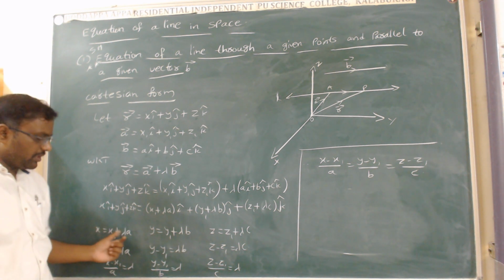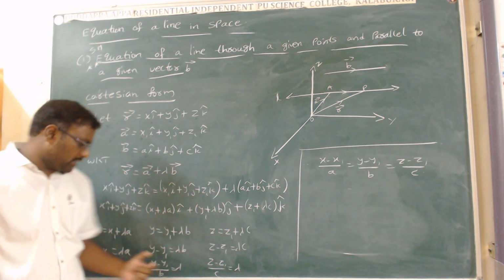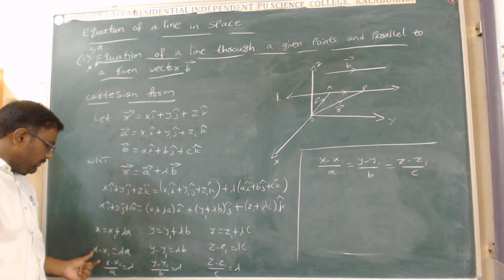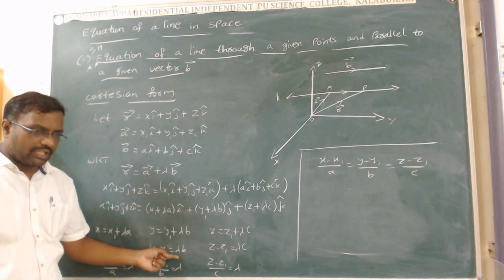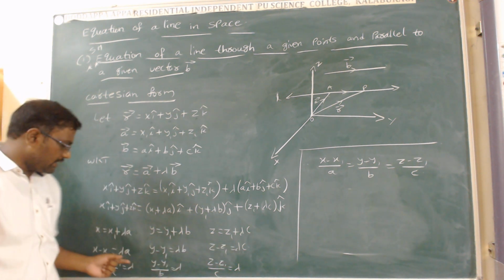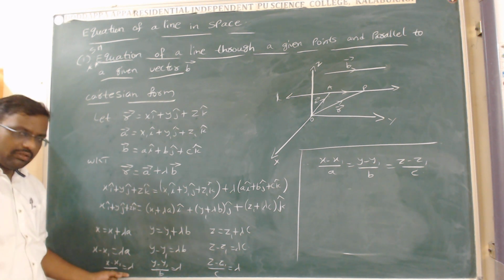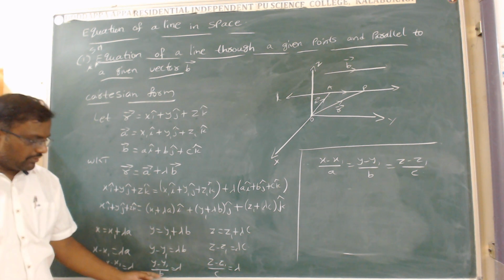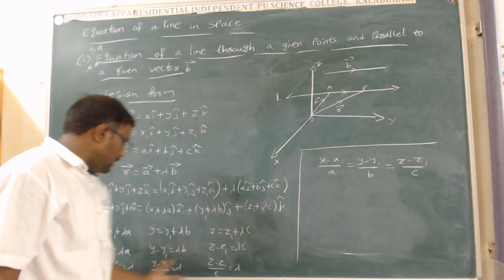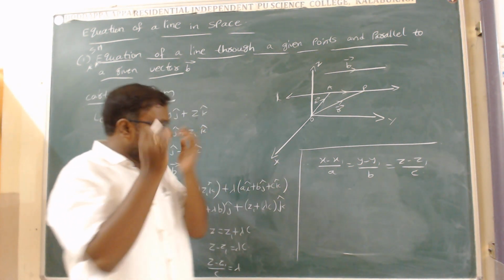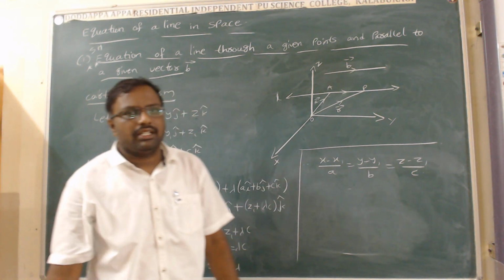So x equals x1 plus lambda a, y equals y1 plus lambda b, z equals z1 plus lambda c. Then x1 comes this side: x minus x1 equals lambda a, y minus y1 equals lambda b, z minus z1 equals lambda c. Afterwards take a this side: x minus x1 divided by a equals lambda, y minus y1 divided by b equals lambda, z minus z1 divided by c equals lambda. Here all are equal, so x minus x1 divided by a equals y minus y1 by b equals z minus z1 by c.